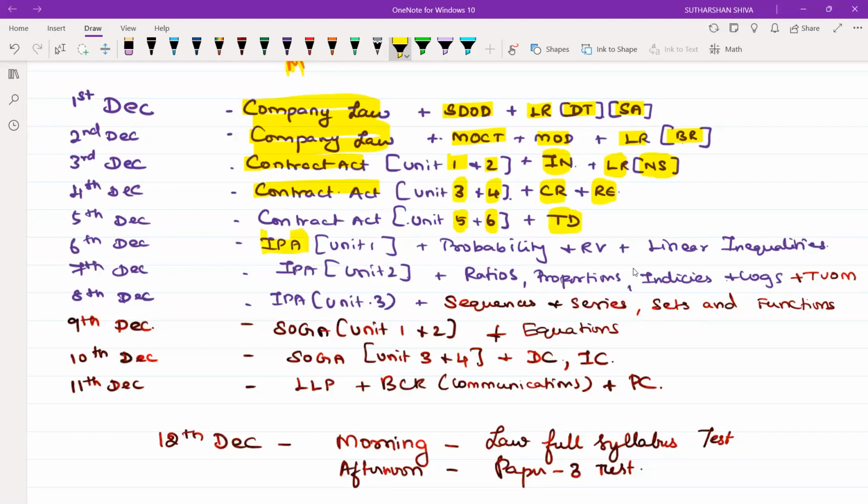On the 6th day, we come up with the Indian Partnership Act along with probability and random variable, and we will also take a short-duration topic, that is linear inequalities.